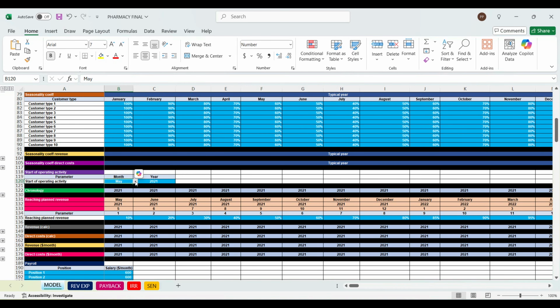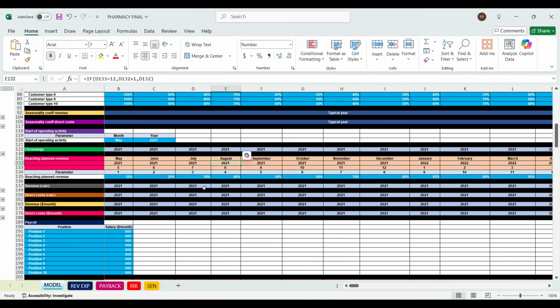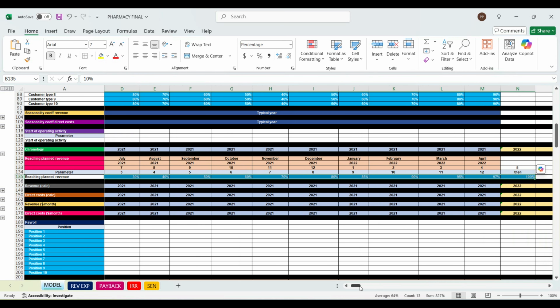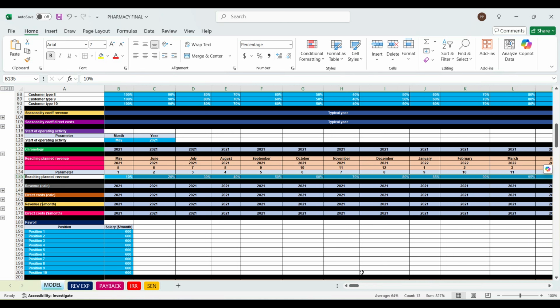Then we need to specify when we start the operating activity, when we get the first revenues. We specify the year and month when we get the first revenues. The next block of inputs shows us that we won't be able to get the maximum of targeted revenues right from the first month of operating activity. As you can see here, for May 2021 we are targeting to get only 10% of targeted revenues.